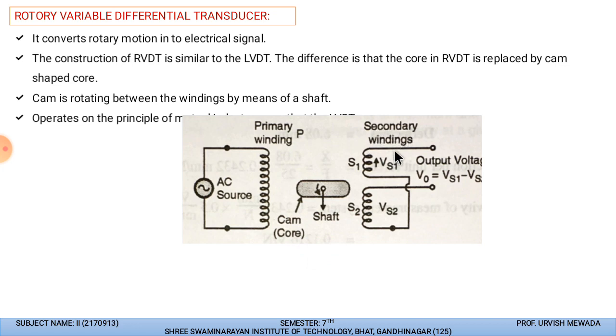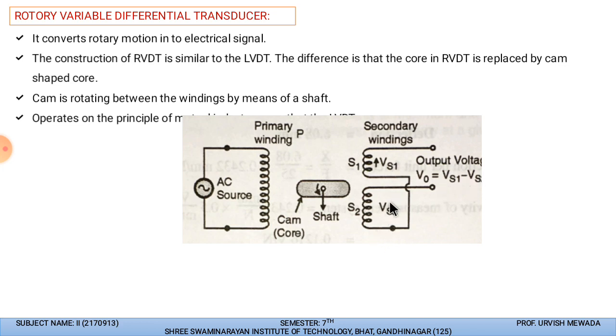The secondary winding has a differential connection. Pay attention over here, students. You have to draw the connection like this, as a differential connection. Many students make mistakes in drawing the differential connection of the transformer, so please keep in mind this connection. In LVDT you have to draw the same, and in the RVDT you have to draw the same. The output voltage is the difference of both the EMFs, meaning the voltages generated at secondary winding 1 and secondary winding 2, so Vs1 minus Vs2.